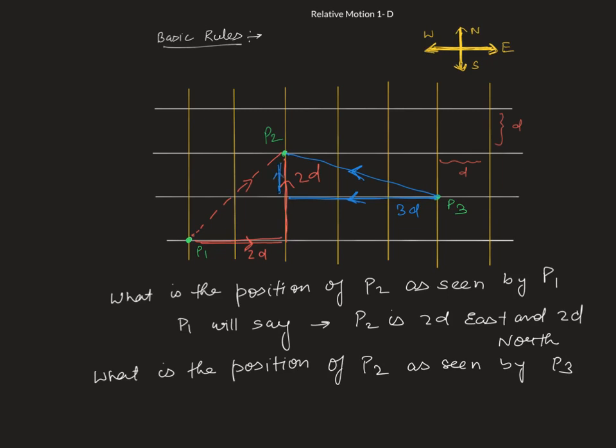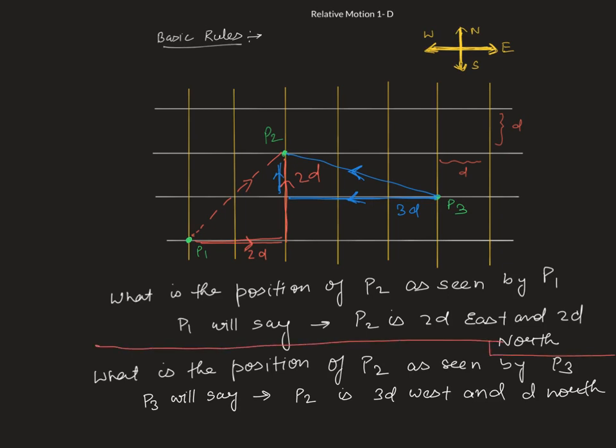So what will P3 say? P3 will say that P2 is 3D west and D north. Now let me differentiate these 2 answers with a line. Right. Now my first question is, who is the observer in the first case? This is my first case, this is my second case.